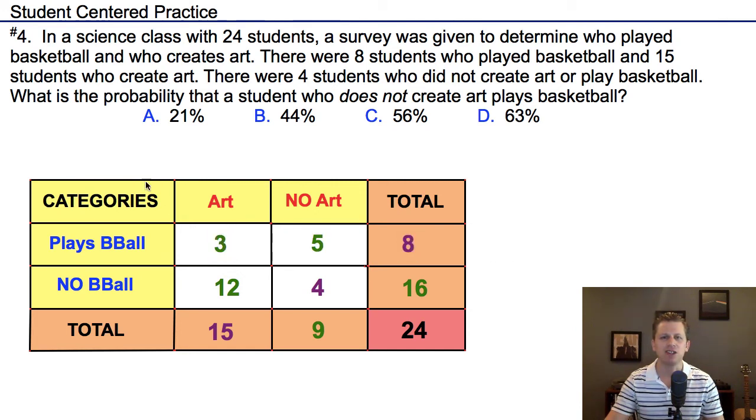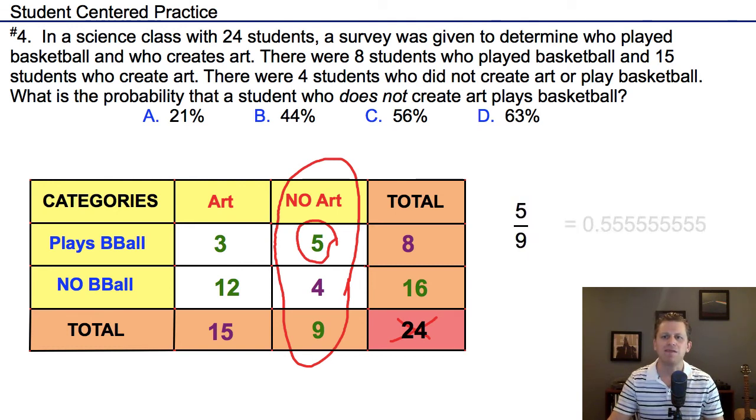Let's answer the question. What is the probability that a student who does not create art plays basketball? We're not asking what's the probability of all students here, so we can forget about that 24. We want to know what is the probability that a student who does not create art. So we only care here about the students that are not creating art. That's these 9 students. And of those 9 students, how many play basketball? It looks like 5 of those 9 students play basketball. So the probability here is 5 over 9.